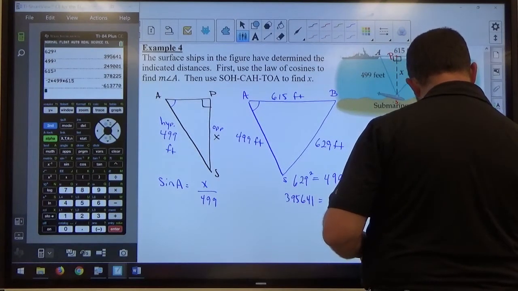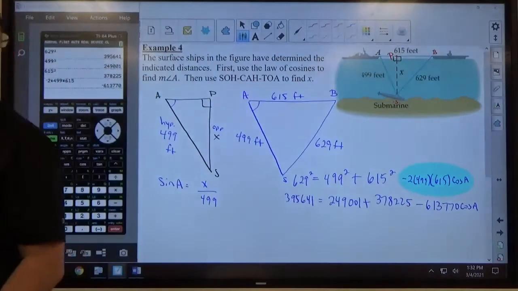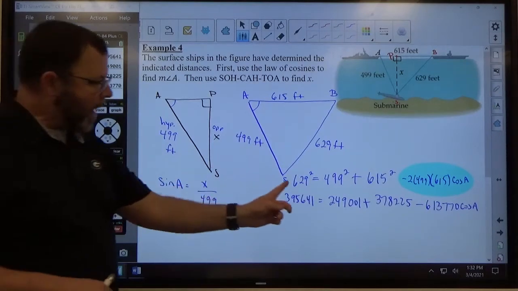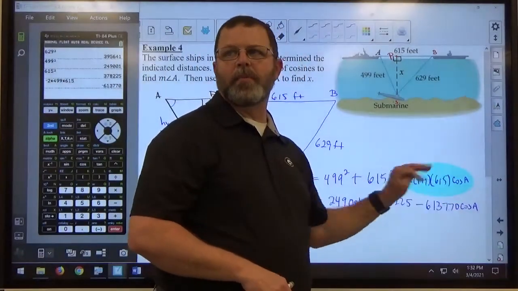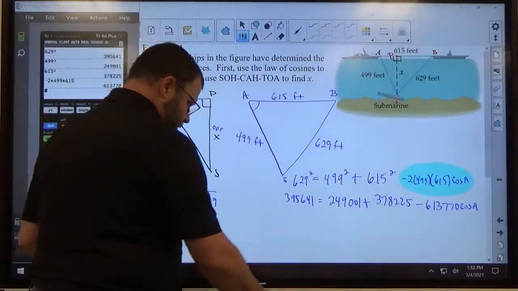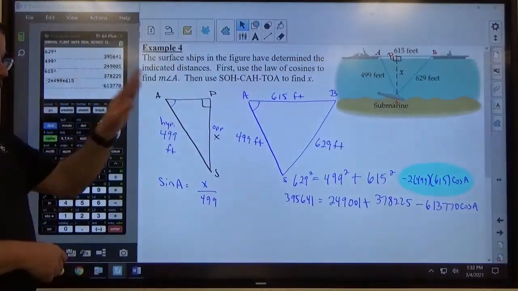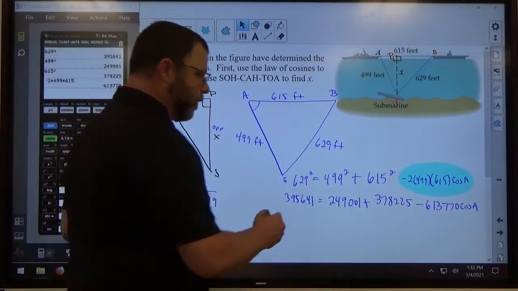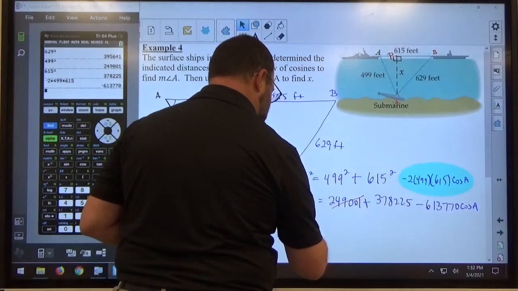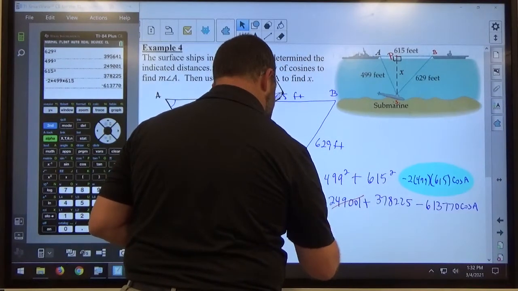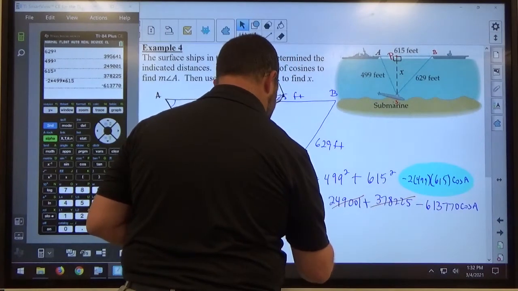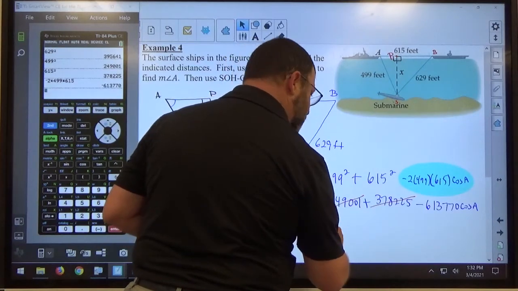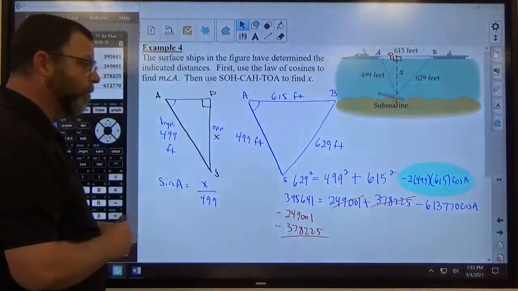So -613,770 cosine of A. And again, be sure to keep the cosine of A term separate from all the other numbers. You cannot add and subtract these numbers with that number. That has to stay separated from everything else. Okay, next, I want cosine of A, that term by itself, so I'm going to bring everything that isn't cosine of A to this side, starting with the addition and subtraction parts. So I'm going to do minus 249,001 and minus 378,225. And I'm going to keep the negative 613,770 cosine of A on the other side.